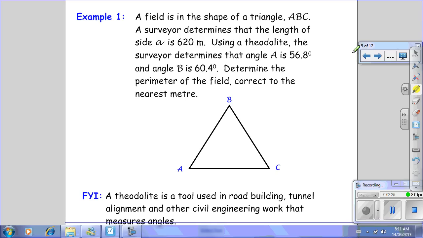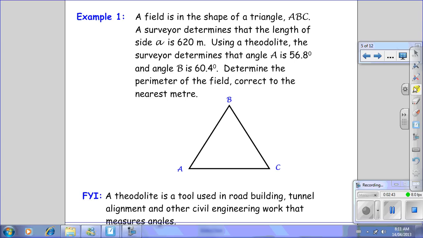Now it says at the bottom, FYI, a theodolite is a tool used in road building, tunnel alignment, and other civil engineering work that measures angle. I Googled it because I didn't know what it was. A field, so it doesn't really matter what it is. It's just telling us they're using a tool to measure angles.